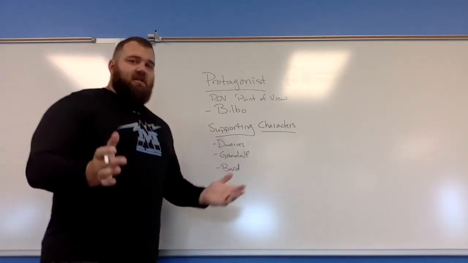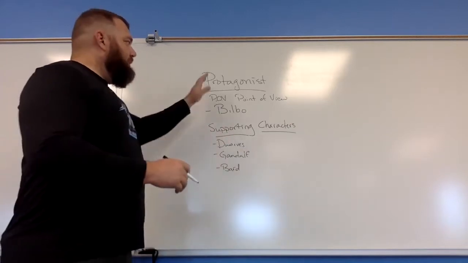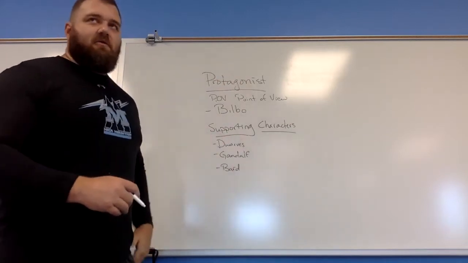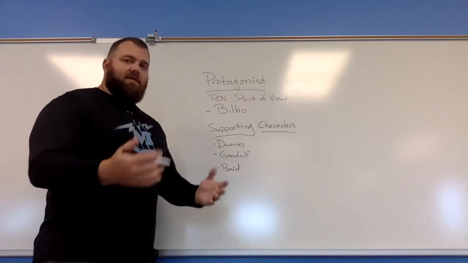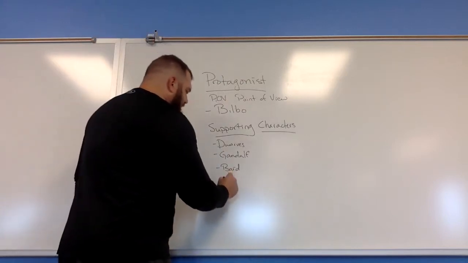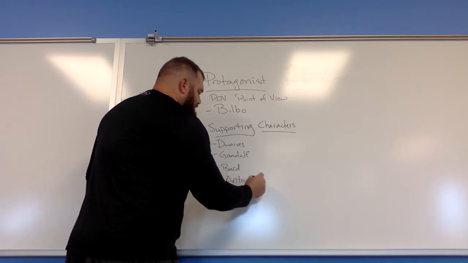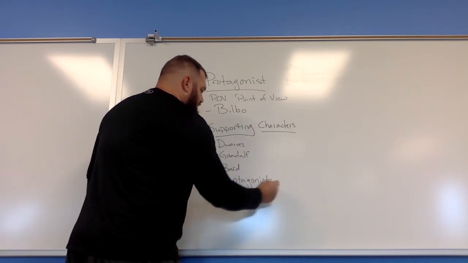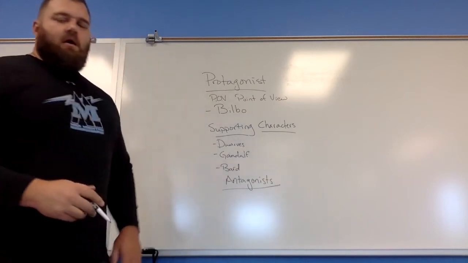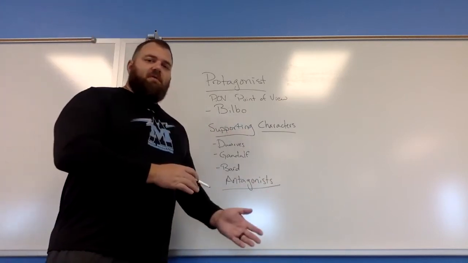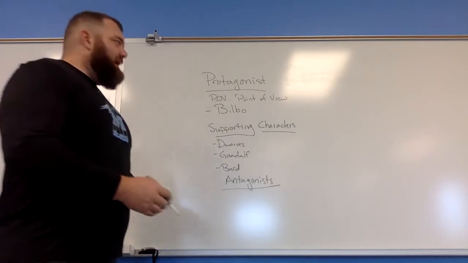So this is how I start. Who are my main characters? Who are my protagonists in the story? Who are my supporting characters? And then lastly, who are my antagonists? These are the people that oppose my protagonist. Okay, my antagonist.